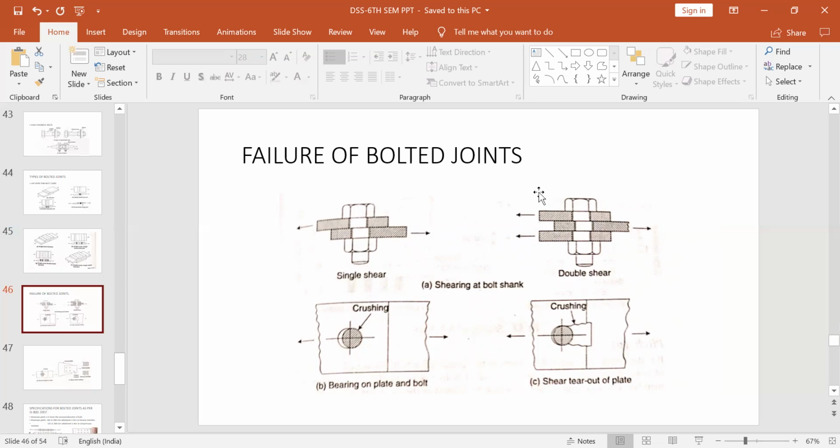Now, we should understand how the failure of bolted joints takes place. See, this is the single shear. This is shear failure of bolted joints. This was the original bolt. This is the head, this is the nut assembly. Now, initially these two parts of the shank of the bolt, see, it has sheared and has been displaced. There is a little difference between this plane and this plane.